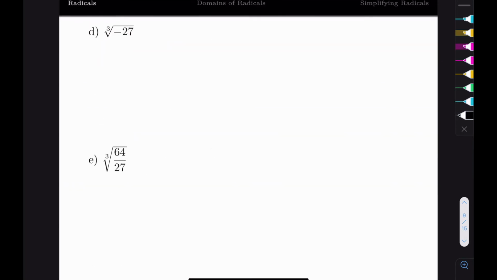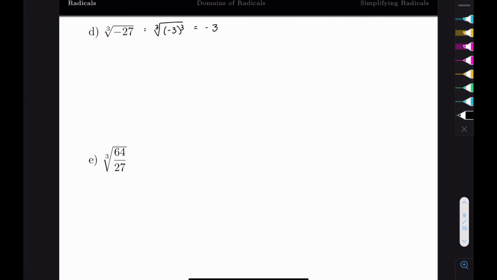For the next one, now we have the cube root of negative 27. And since it's an odd number, we have no problems with a negative underneath. So I need a number times itself 3 times to give us negative 27. And that ultimately will be negative 3. Negative 3 times negative 3 is positive 9. Times negative 3 is negative 27. So again, the cube and cube root cancel, and we're just left with negative 3.